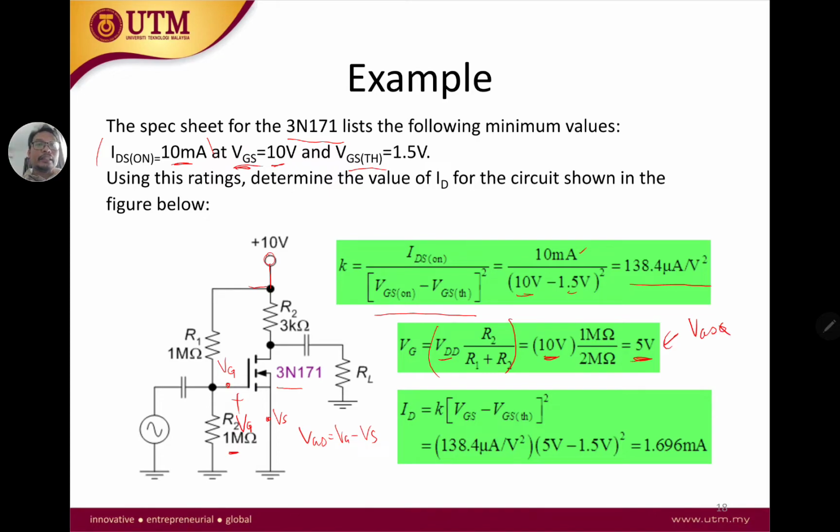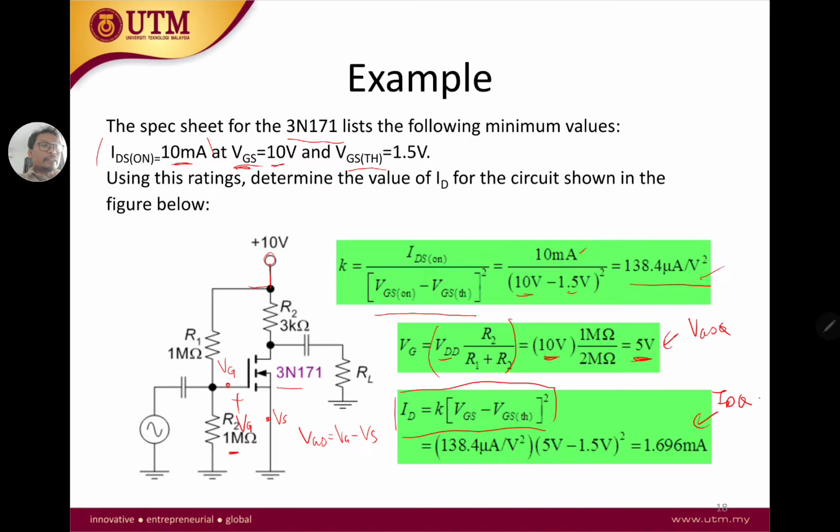So at the steady state, your VG is in fact 5 volt at that condition with the resistor and so on. Okay. What about your IDQ? Okay, so this is your IDQ. So your IDQ is given by this equation that we saw before. Okay, ID is K times (VGS minus VGSTH) squared. So K is calculated already from here.